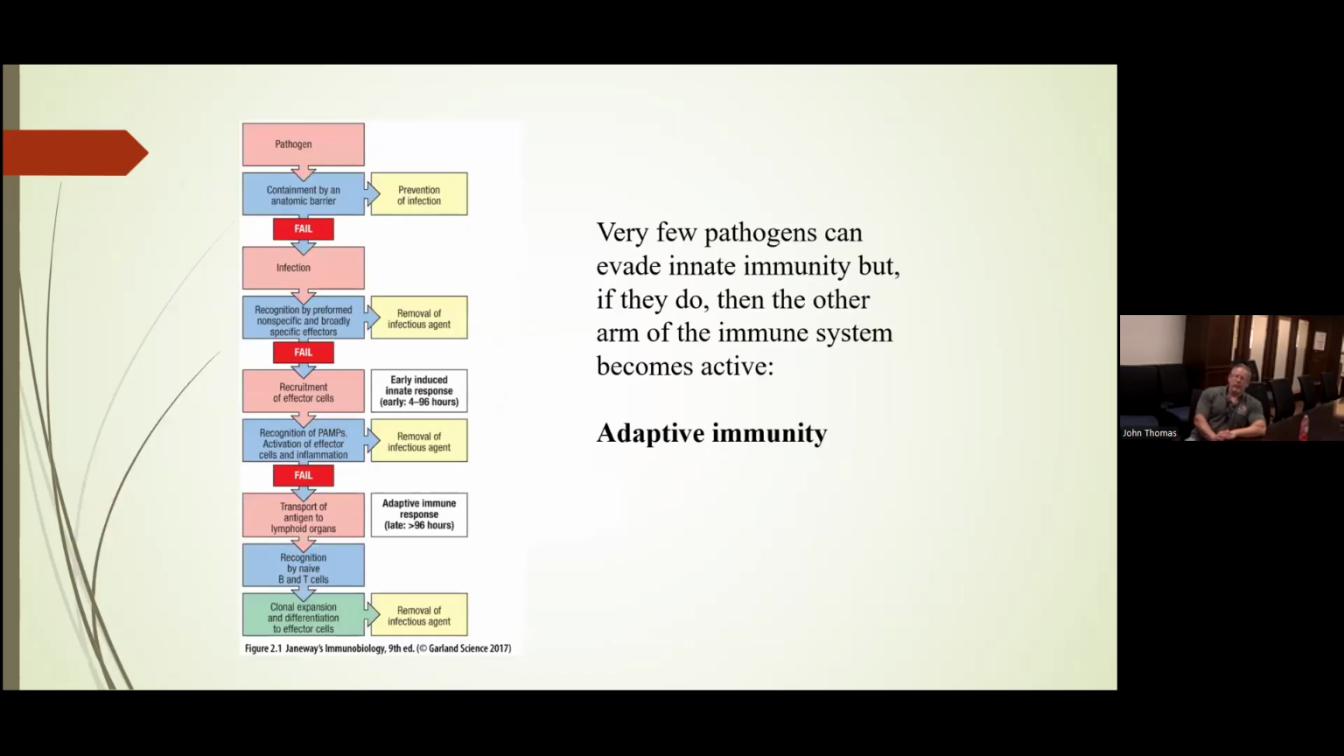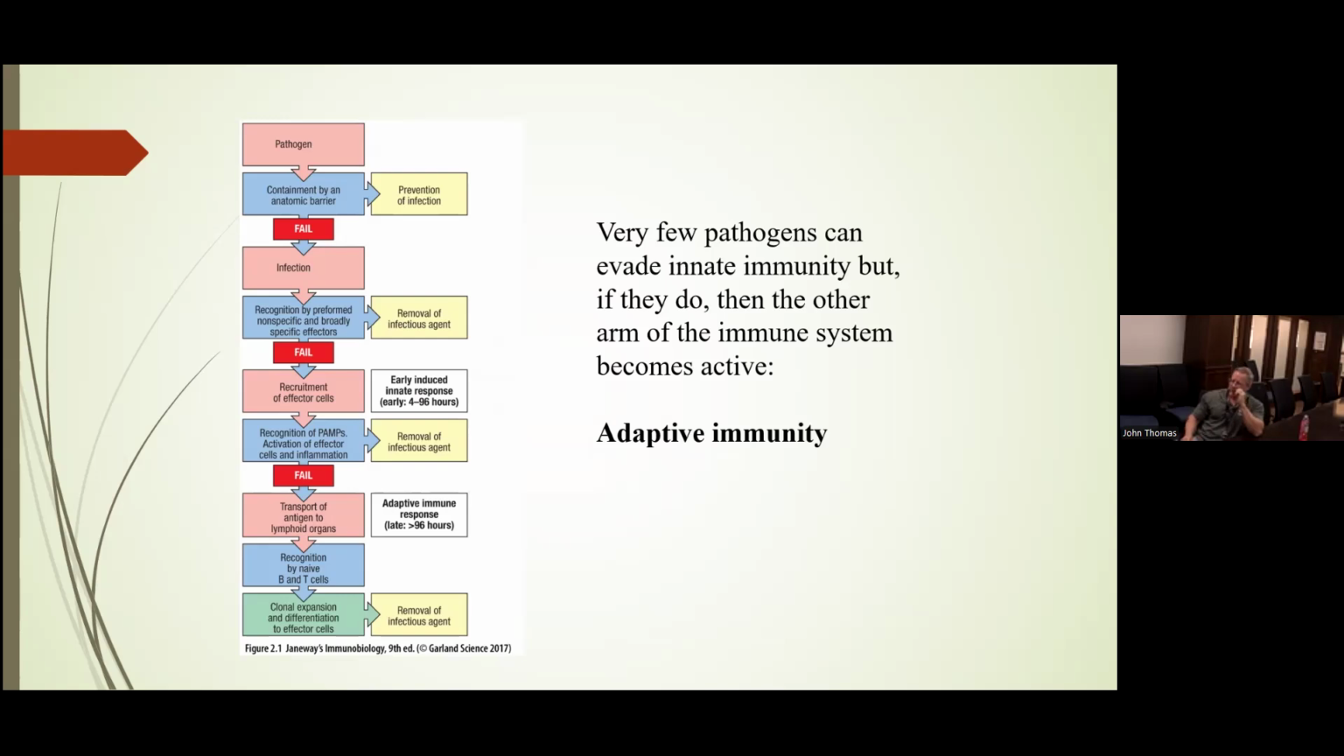So when we look at the innate immune system from a 10,000-foot view, assuming that the innate immune system is functional and intact, and we're talking about a healthy organism, very few pathogens are going to be able to evade the innate immune response. But assuming that they can, then we have another arm of the immune system that can take over and step in to help drive a response to the pathogen that will be beneficial to the host and hopefully lead to clearance of the pathogen. And we refer to this other arm of the immune system as adaptive immunity.